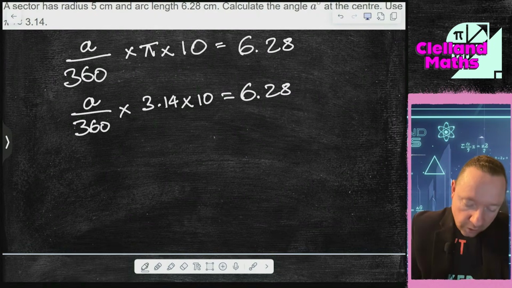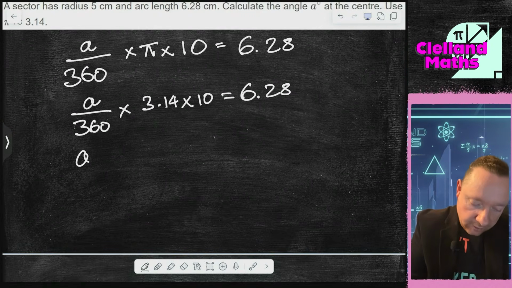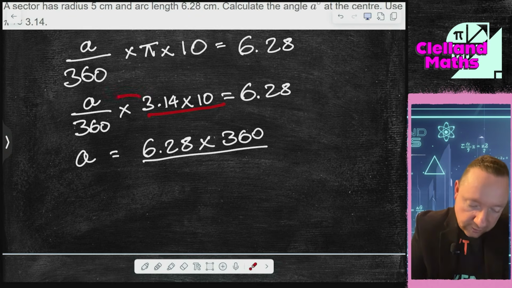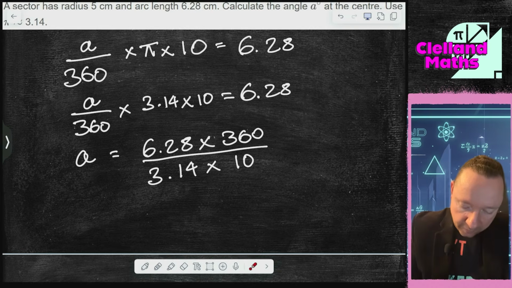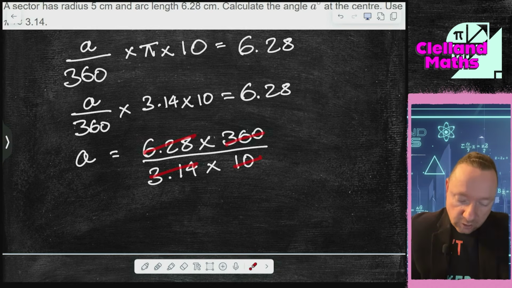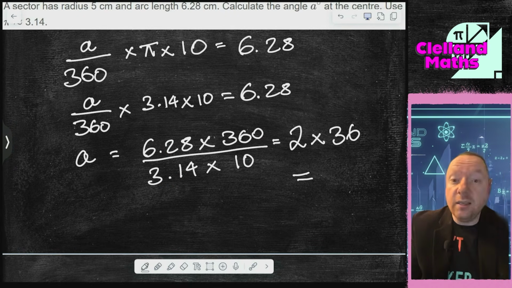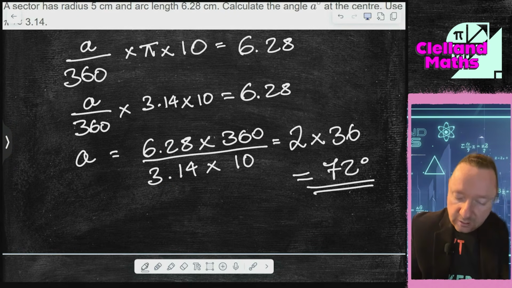we've got that. So now we need to make A the subject. So to get A the subject, we'll say we've got 6.28 divided by 360 means we're timesing by it. And then we're dividing by all the rest, because that's next to the A, 3.14 times 10. Now that looks really tricky, but that and that can be cancelled, and that can be cancelled to leave an easier sum, because it's just a times in between, so you can do that. 3.14 times 2 is 6.28, so that gives you 2 times 360 divided by 10 is 36. So then suddenly you've got an answer, 72 degrees, and we're done there.